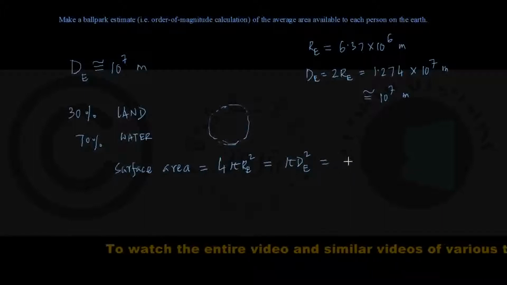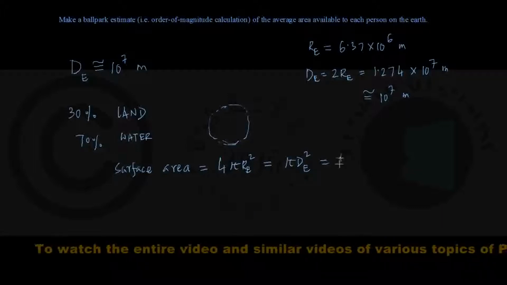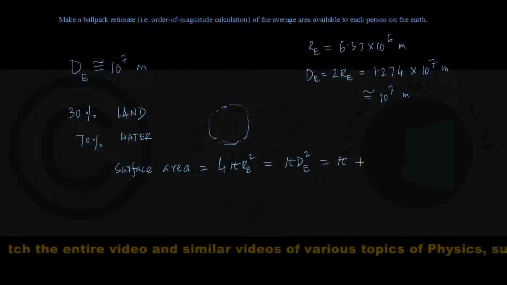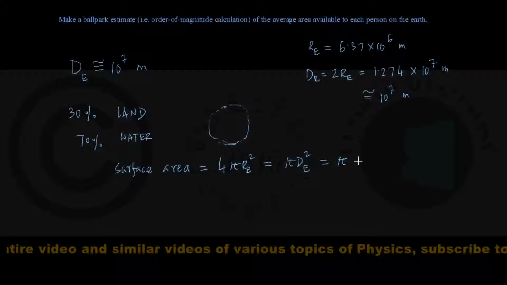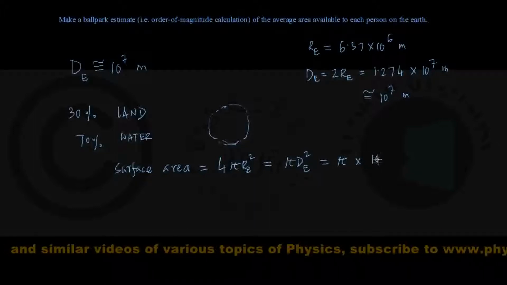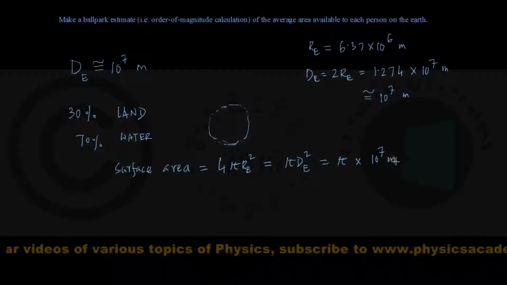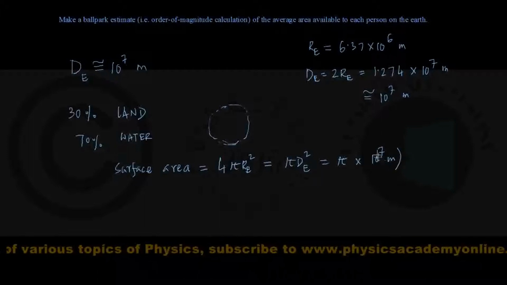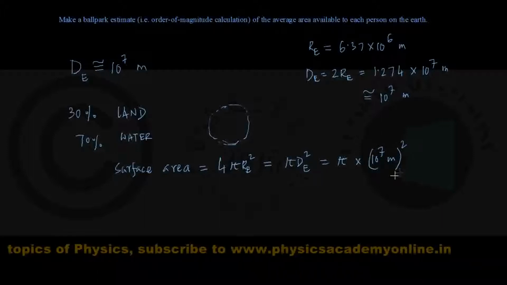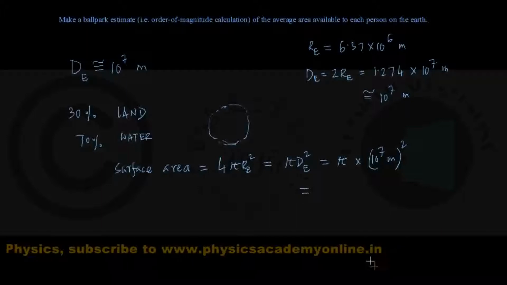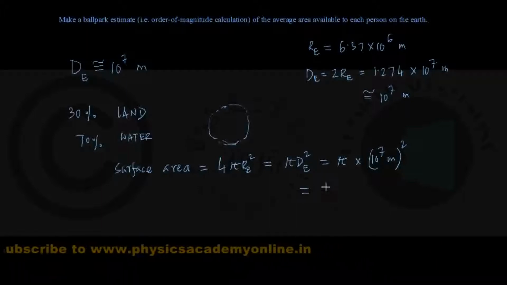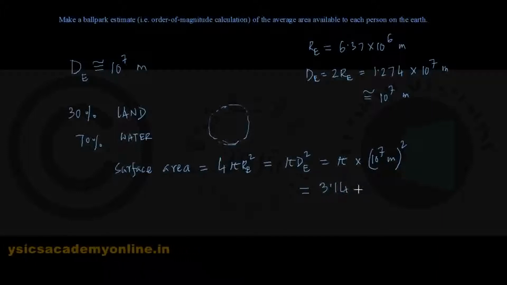I put the values. Now pi is 3.14. The value of de was 10 to the power 7 meter in order of magnitude data, and squaring that, how much is it coming out to be? Just tell me. This is coming out to be 3.14 into 10 to the power 14 meter square.